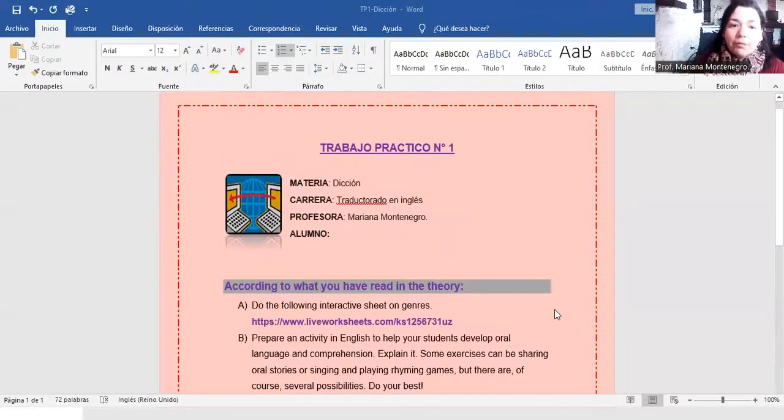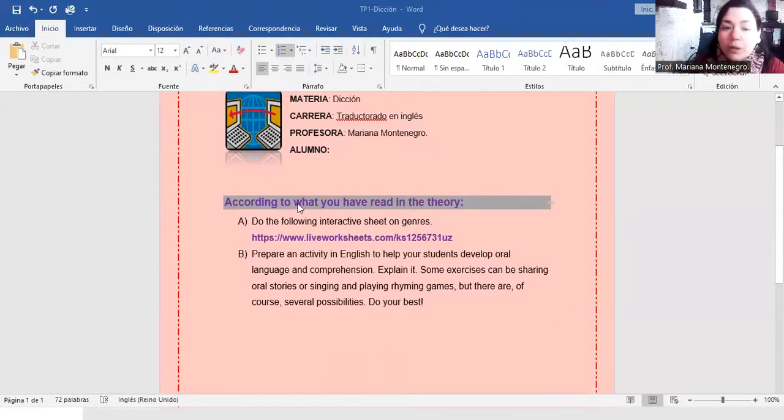Well, today I have two tasks from Dicción, and I would like to explain them to you. Let's go to the first task. In TP, that would be trabajo práctico, in TP number 1, you have the following.